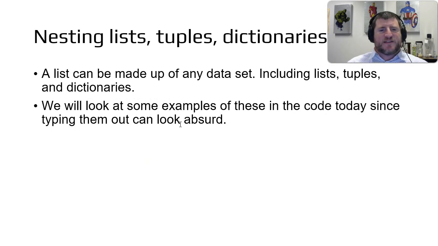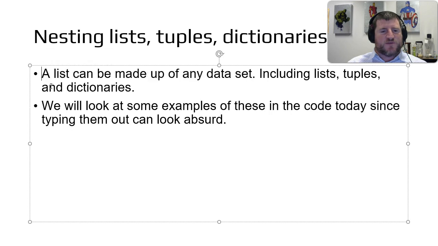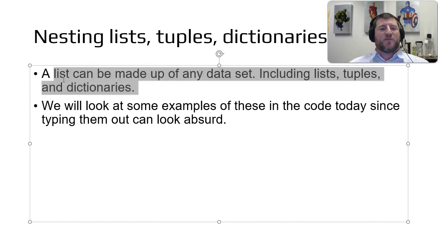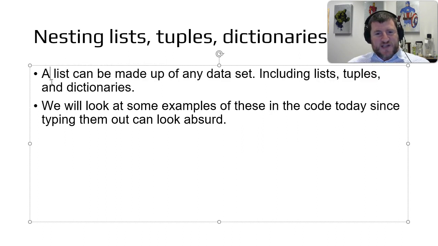The last thing is a list can be made up of any data set. And we talked about that when we talked about lists, right? A list could be an integer, it could be a float, it could be a boolean. A list could be a list. We talked about that when we had the 2-dimensional list or the 3-dimensional list. But lists can also have tuples as their data set. They can also have dictionaries as their data set. A list can be made up of any of these data sets.